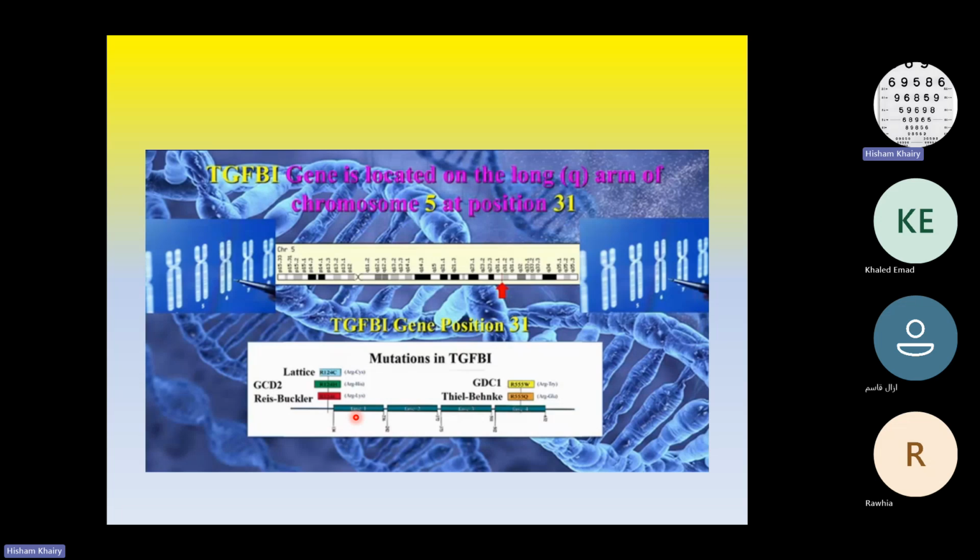So here is the chromosome. It's located on the long arm of chromosome 5 at position 31, as you can see, which is associated with the TGF beta 1. There are several mutations in TGF beta 1 associated with more than one corneal dystrophy.